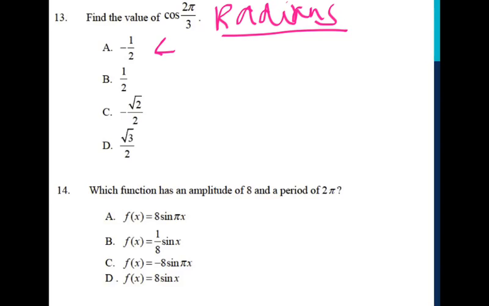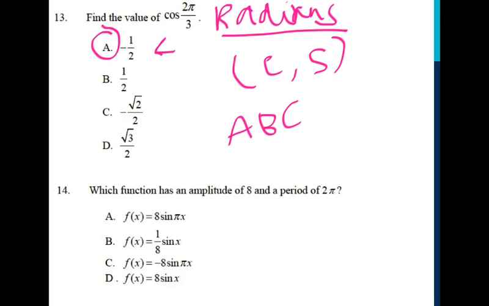You should have your unit circle on your final too, so that'll tell you. Remember, cosine comes first. Cosine comma sine. If you forget, it goes in A, B, C order. Cos, C before S.